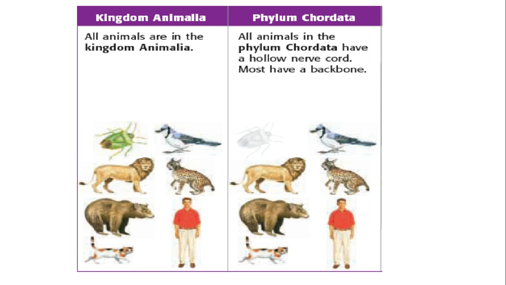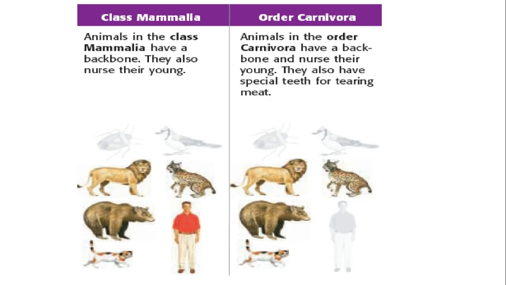Okay? Then when we go down to the class, even more specific, the class Mammalia, we have to get rid of anything that's not a mammal. So the blue jay, a bird, is not a mammal. Okay? They don't nurse their young with milk. Okay? They feed their young worms. Okay?